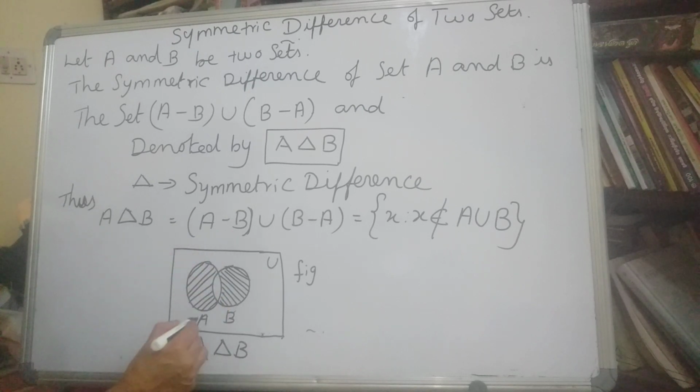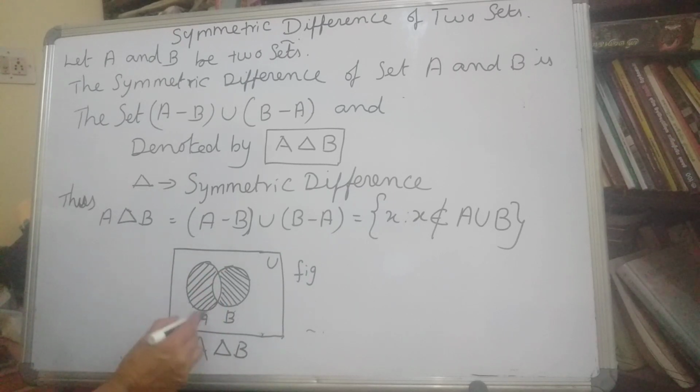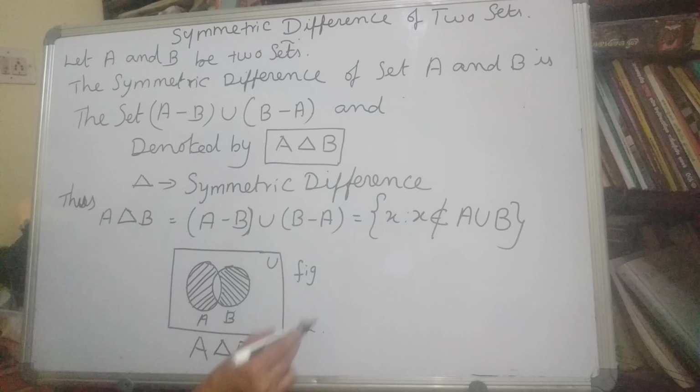This figure is A symmetric difference B. The shaded area is, this one is A, this one is B. The shaded area is A symmetric difference B. That's all.